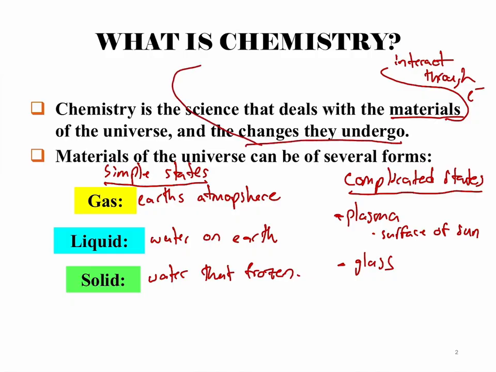Different changes that matter can undergo can be like changing from liquid to solid, or a chemical reaction, right? And so when you're cooking something, usually you're making a chemical reaction happen, right? And that's usually what we think of when we think of chemistry, right? Like we're synthesizing different molecules, maybe different medicinal drugs, things of that nature, right? We're making molecules.